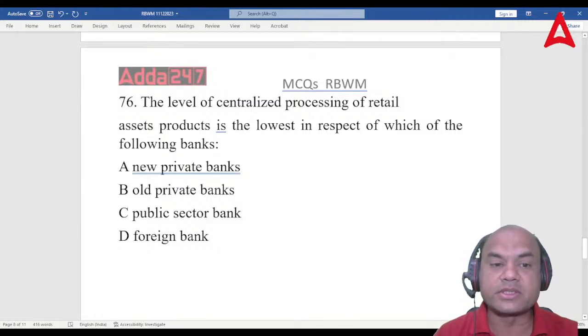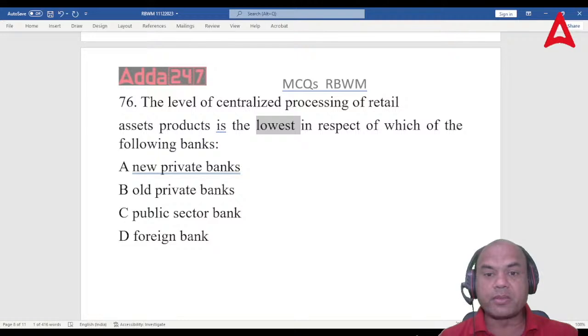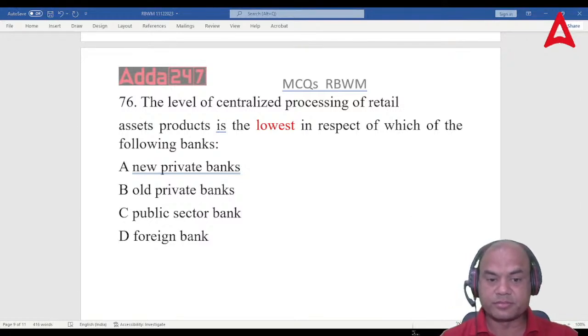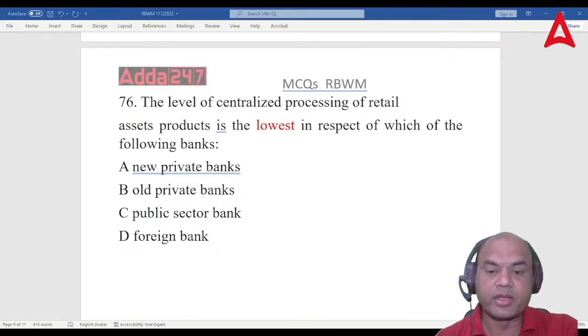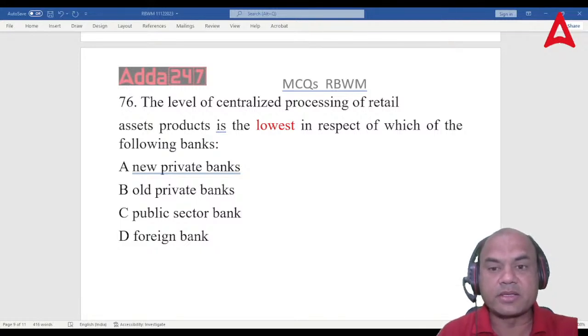The level of centralized processing of retail assets is the lowest in respect of which of the following banks? So centralized processing of retail assets is lowest. Remember, we want it for the lowest now. In which of the following banks? New private, old private, public sector, and foreign banks. Which of the banks? Think over it. Lowest now. We don't want highest. We want the lowest. Okay? So it is lowest in public sector banks. Remember this, public sector banks. C is the answer.